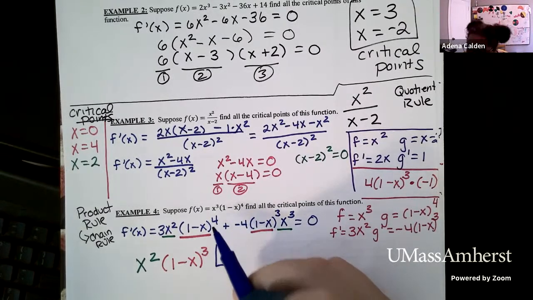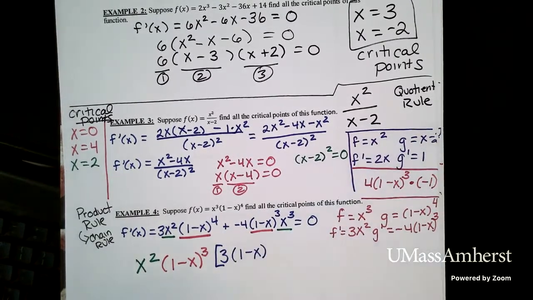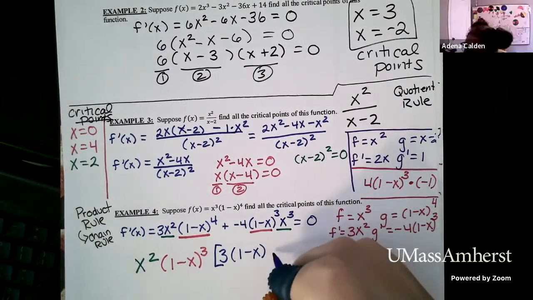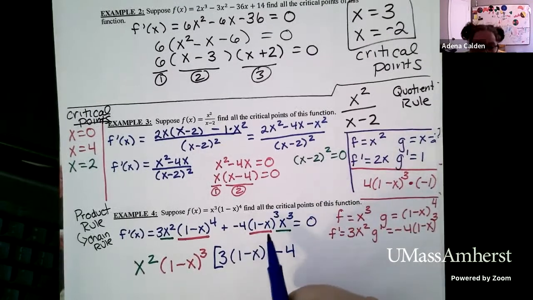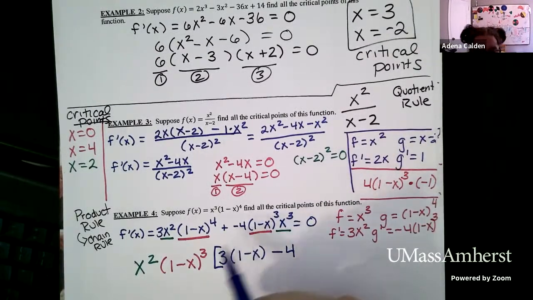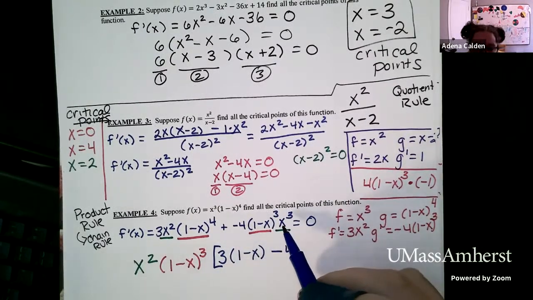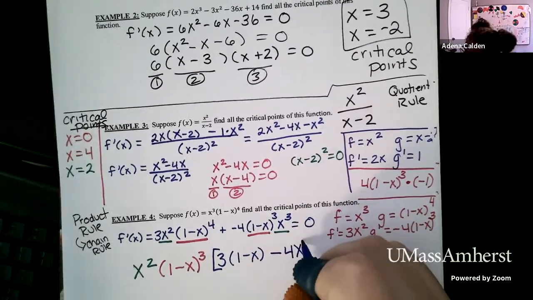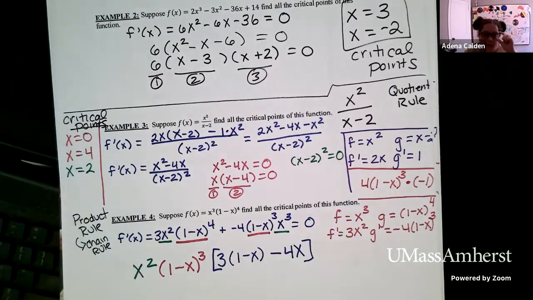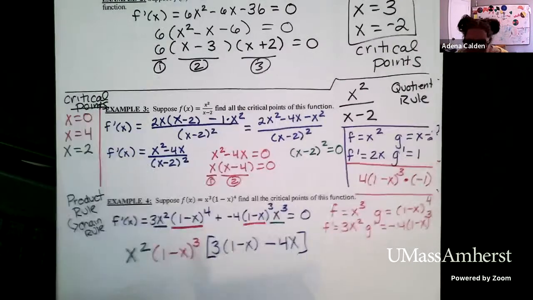Since I took out 3 of them, that means there's 1 left, (1 minus x) to the 1 power. From the second term, I still have my constant, minus 4. The (1 minus x) term is to the 3. I pulled out 3 of them, so I pulled out all of those. And from the x term, I had x cubed, but I pulled out 2 of them, which means I'm left with an x to the 1. So that's what the inside parenthesis looks like once I've pulled out these two terms.